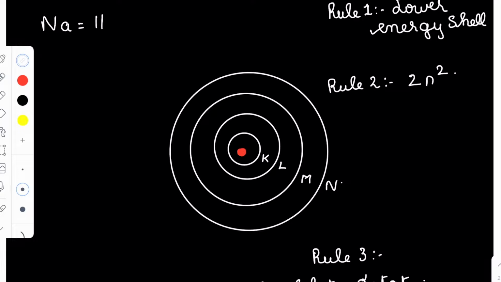How many electrons do I have? I have 11 electrons. Now, let me see how many electrons I can place in the K shell using 2n squared. So, 2 times 1 times 1 squared, that is equal to 2. I have taken 1 here because K is the first shell. So, out of the 11 electrons, I can arrange only 2 electrons in the K shell. So, let me go ahead and arrange 2 electrons in the K shell. Now, since I have already arranged 2, I am left with only 9 electrons.